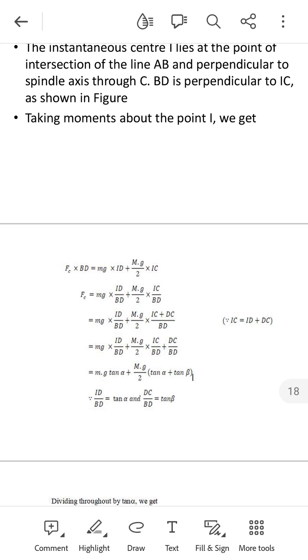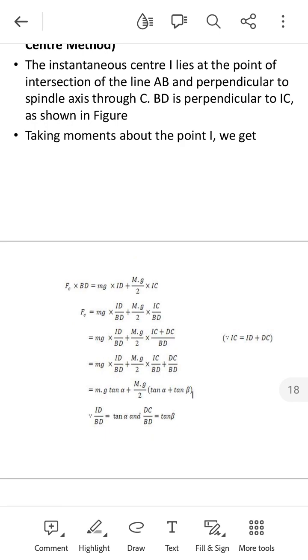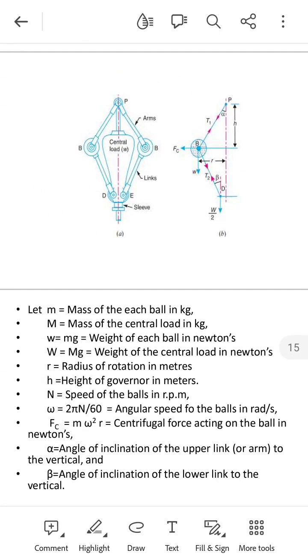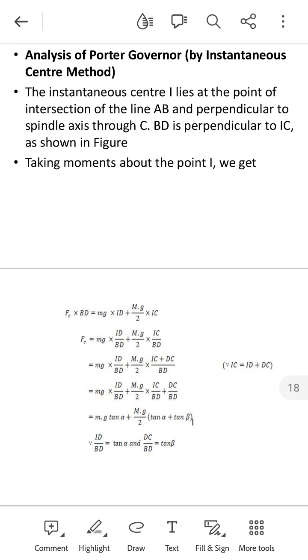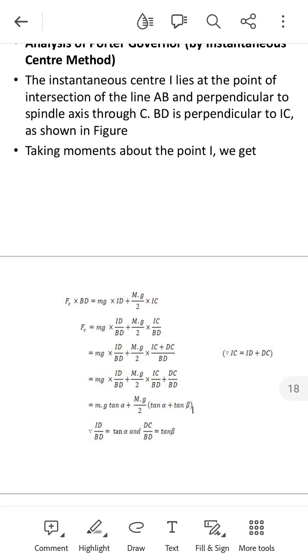Then IC is split in the figure into ID plus DC. That is, IC is equal to ID plus DC. Then m into g into ID divided by BD plus capital M into g divided by 2 into (IC plus DC) divided by BD. So this is m into g tan alpha plus M g divided by 2 into (tan alpha plus tan beta). And tan alpha plus tan beta is the sum of the terms.